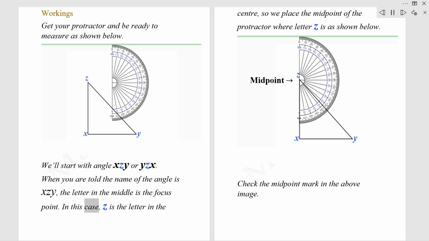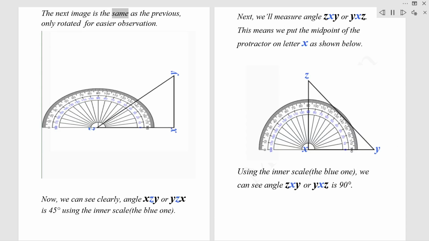In this case, Z is the letter in the center, so we place the midpoint of the protractor where letter Z is, as shown below. Check the midpoint mark in the above image. The next image is the same as the previous, only rotated for easier observation. Now, we can see clearly, angle XZY or YZX is 45 degrees using the inner scale, the blue one.